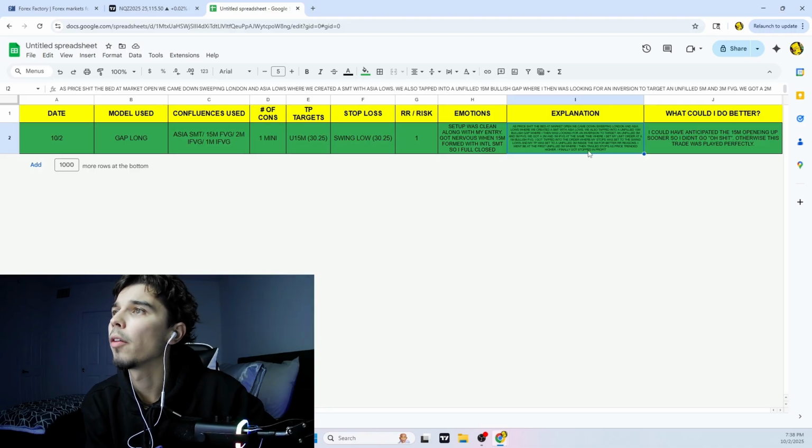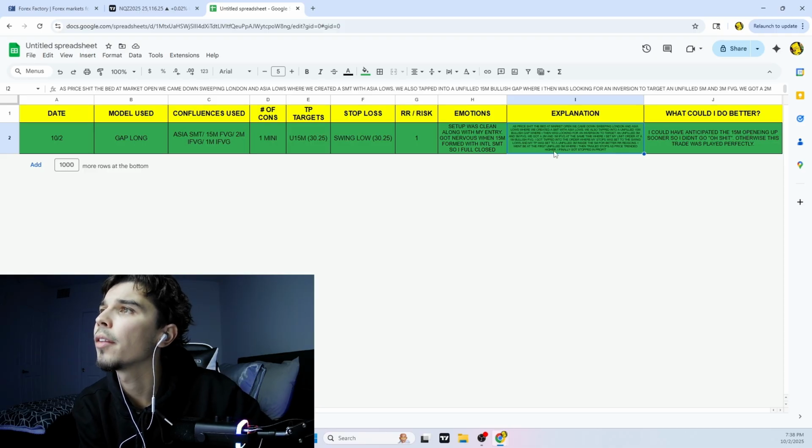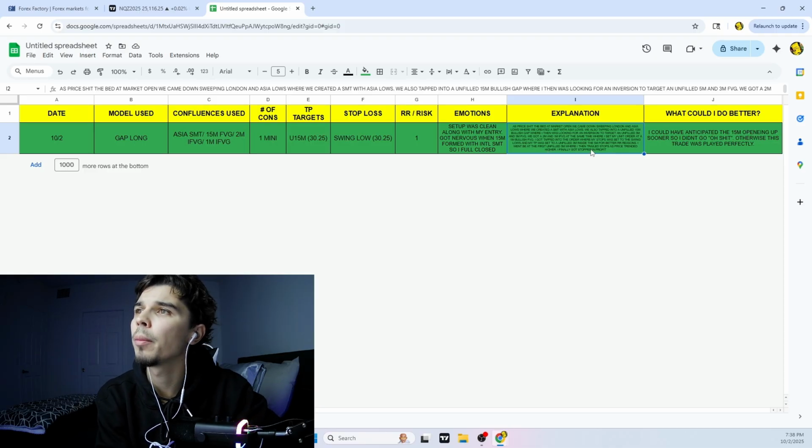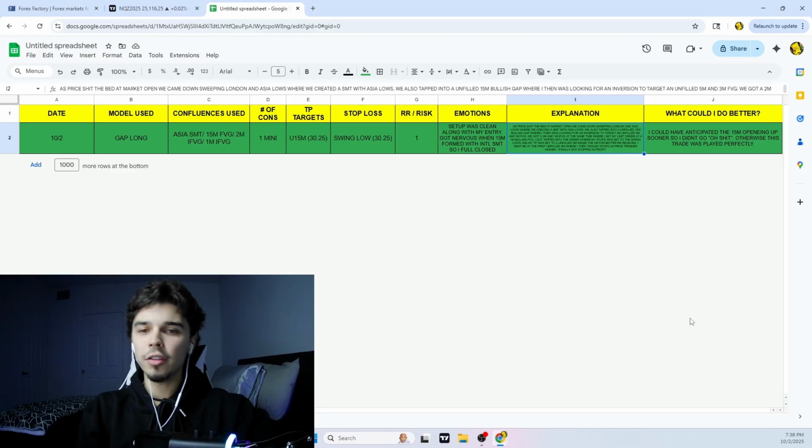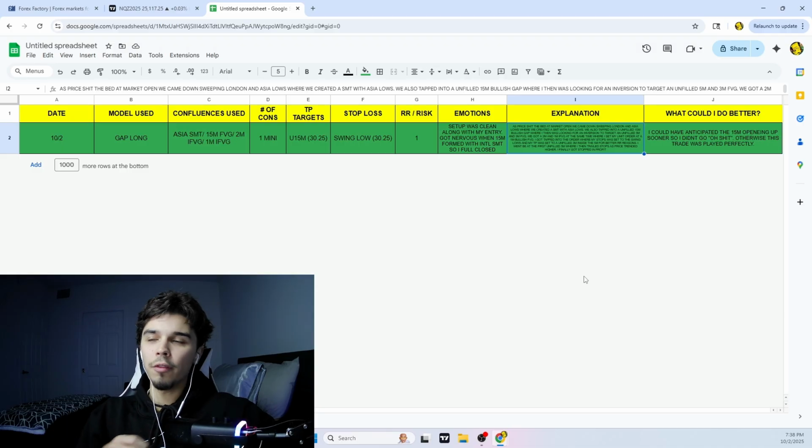Okay. From there, I got tapped into the order. And I went break even at the first unfilled 5-minute, and then I trailed stops as price trended higher. And I finally got stopped out in profit, which AKA means I full closed in profit, right?